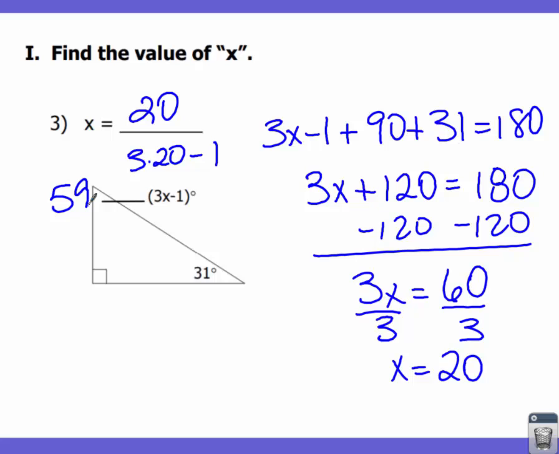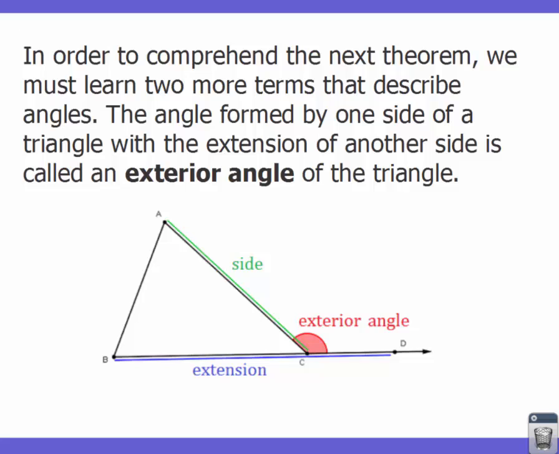Now, we also need to talk about the exterior angles of a triangle. So let's talk about that. It says in order to comprehend the next theorem, we must learn two more terms that describe angles. The angle formed by one side of a triangle with the extension of another side is called an exterior angle. That's this one right here.